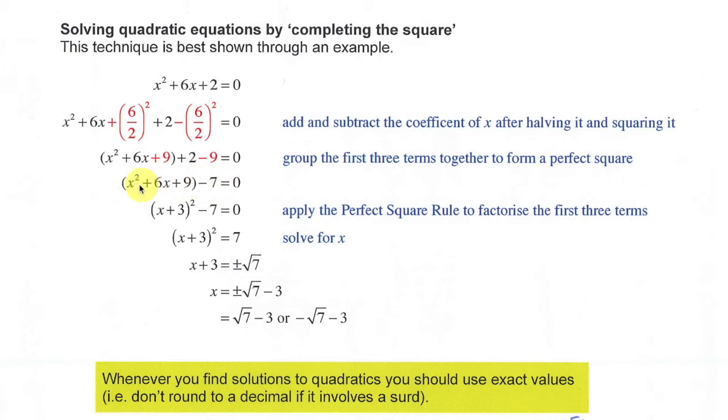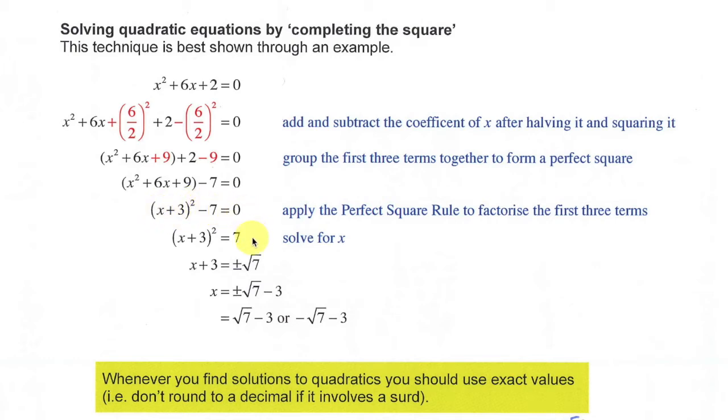The first three terms here that I've grouped are going to always be a perfect square. And with that, I'm able to factorise it. So I've got x squared plus 6x plus 9. The coefficient of x is a 6. So I can factorise that to become x plus 3 all squared. So it's always going to be just half the amount of what's in front of the x. So it's going to be the x plus half the amount that's in front of the x. So 3. Put that in brackets all squared. So I've got x plus 3 squared minus 7 equals 0.